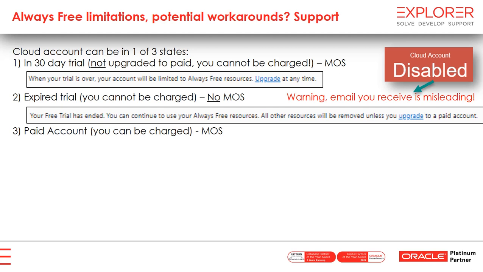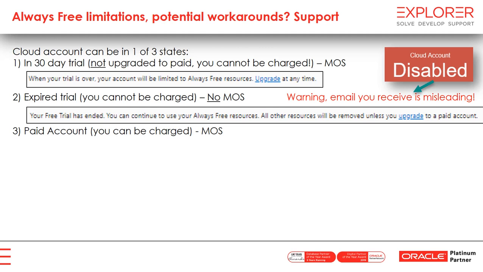Your cloud account can be in one of three states. You can be in the 30-day trial, where you can set up paid and always free resources. You haven't actually upgraded to paid, therefore you cannot be charged no matter what you spin up. There's a little bar at the top that you have to click in order to convert your account to a paid account. When you're in this state, you have access to My Oracle support.